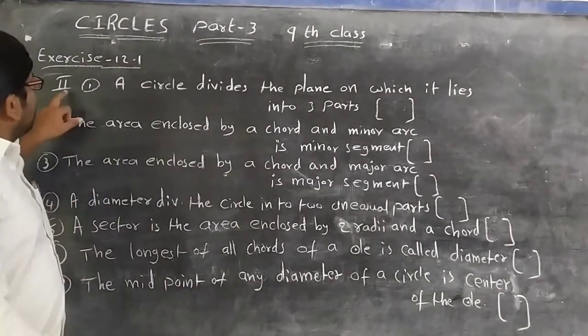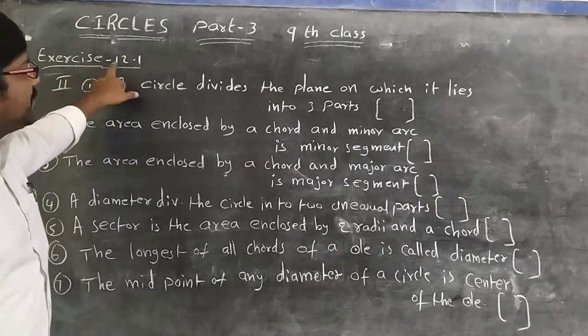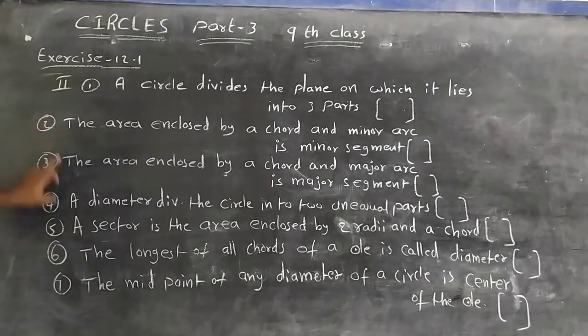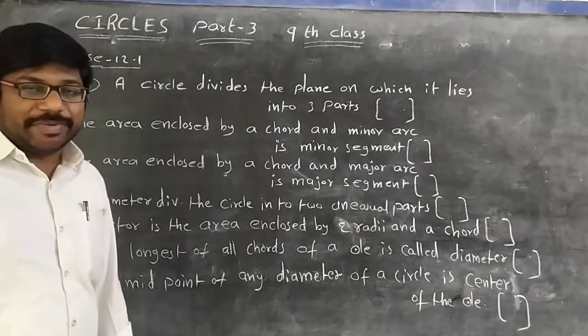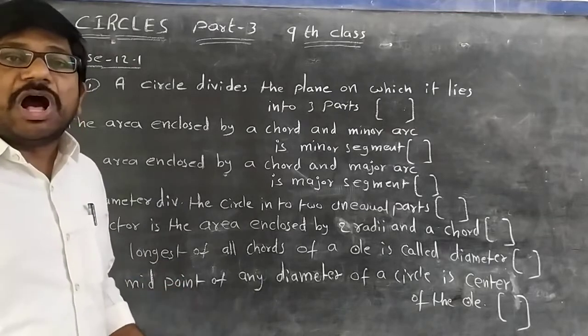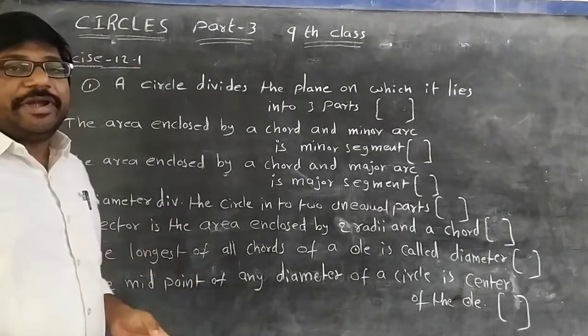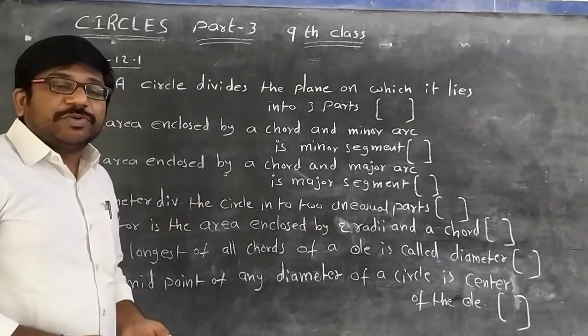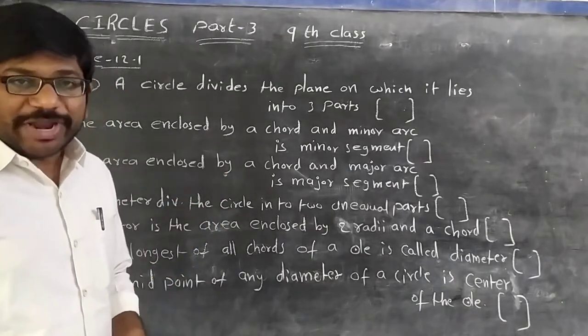Yes, go for the second Roman numeral in exercise 12.1, right? Seven statements are given. Now we have to check whether each is true or false. If the statement is true, we keep T in the bracket. If it is false, we keep F in the bracket, right?